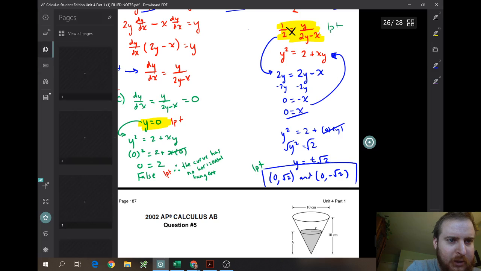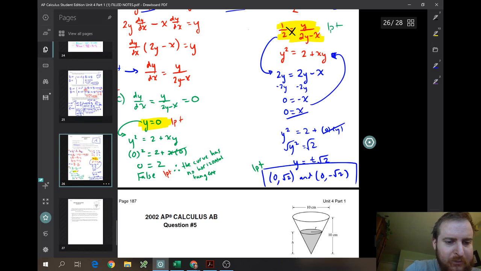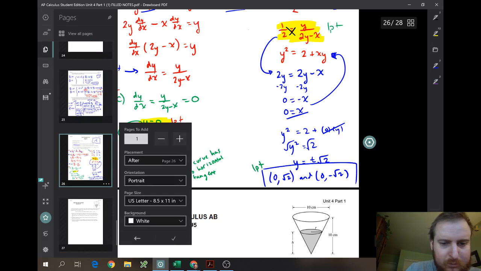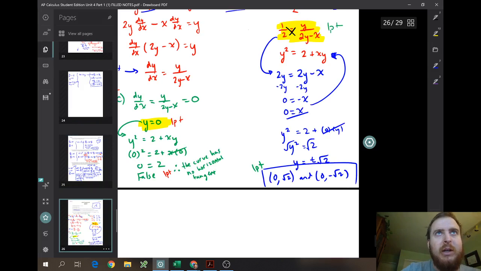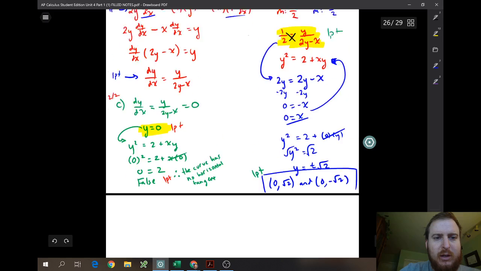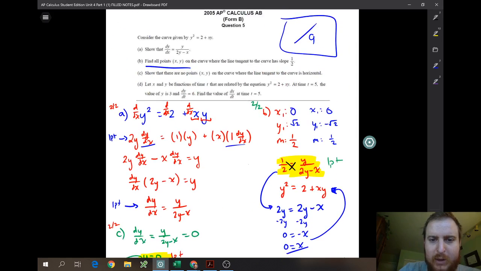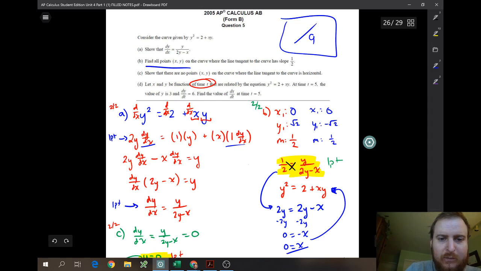Okay. And then I'm going to get another page for us. So part D asked us to let x and y be functions of time t. This is where we get into the implicit related rate stuff. Right now they're functions of time t, so it's a rate. And at time t equals 5, the value of y is 3, and dy dt equals 6. Find the value of dx dt at time 5.